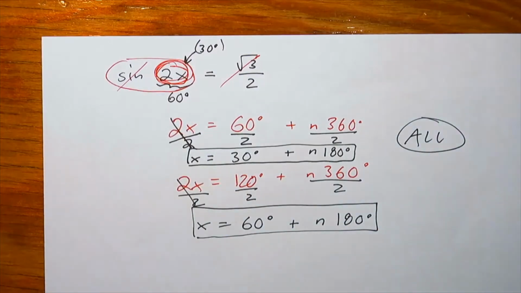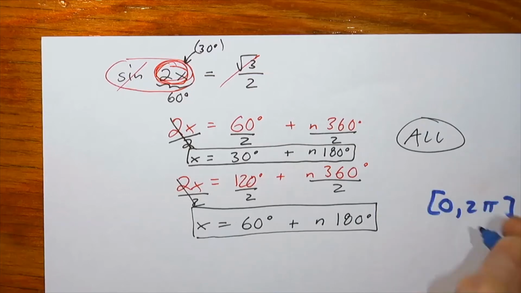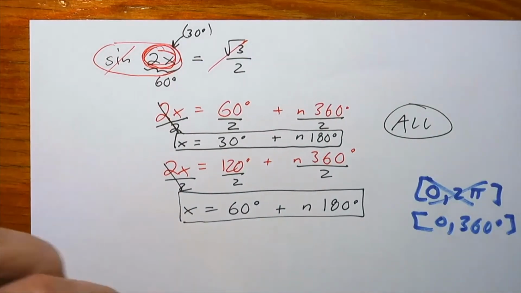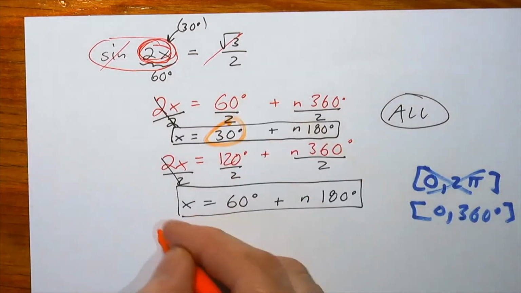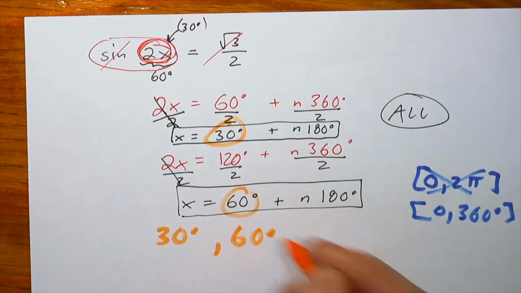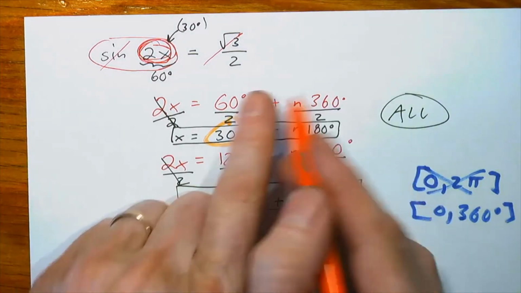Remember, sometimes they say, don't give me all. Sometimes they say, why don't you just do the 0 to 2 pi thing? Or in our case, because we're doing degrees, what if I said, I would like you to specifically list every answer from 0 to 360? If I said that specifically, you'd go, okay, well, 30 and 60, right? Did you get them all? Did you add 180? Normally, if you add 360, you're over the limit.